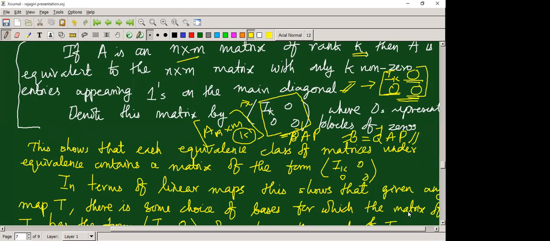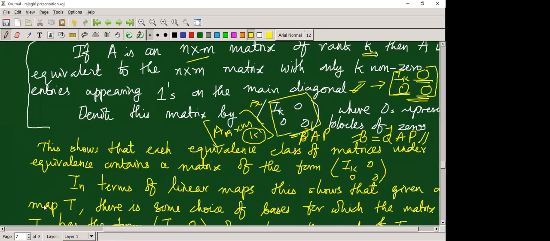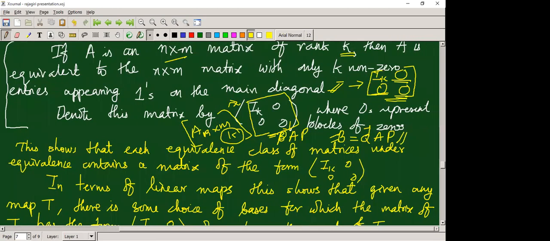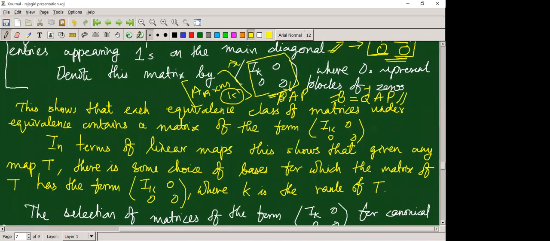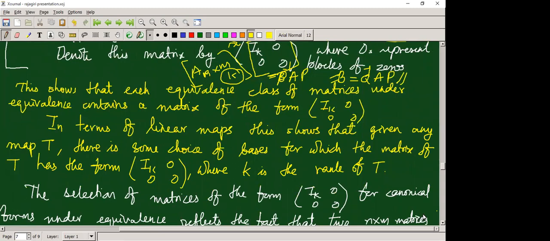So in terms of linear maps, this shows that given any map T, there is some choice of bases for which, so this is plural actually. In V we have one basis, in W we have another basis. So in terms of linear maps, this shows that given any map T from V to W, there is some choice of bases B, B dash, for which the matrix of T has the form [I_k 0; 0 0], where k is the rank of T.